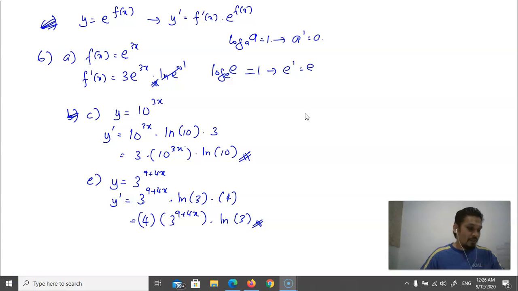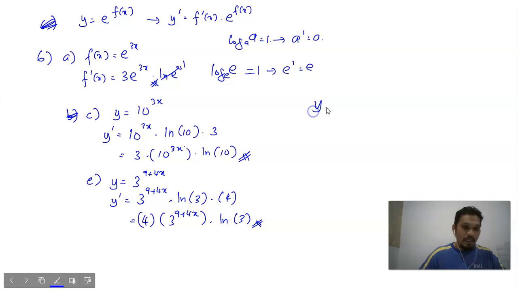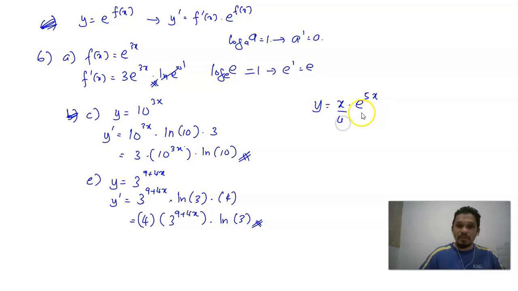Okay, choose another one to end the discussion for question number 6, with y equals x multiplied with e to the power of 5x. Just imagine that this is u and this is v, where u equals x and v equals e to the power of 5x, then u prime equals 1 and v prime equals 5e to the power of 5x.